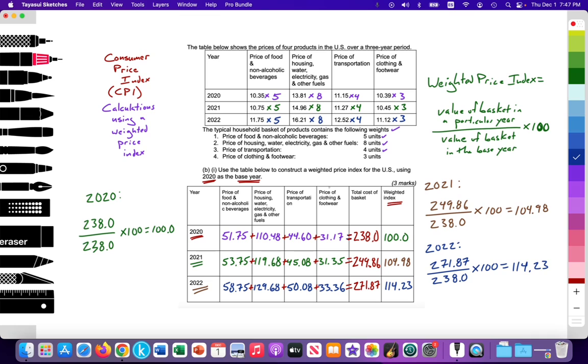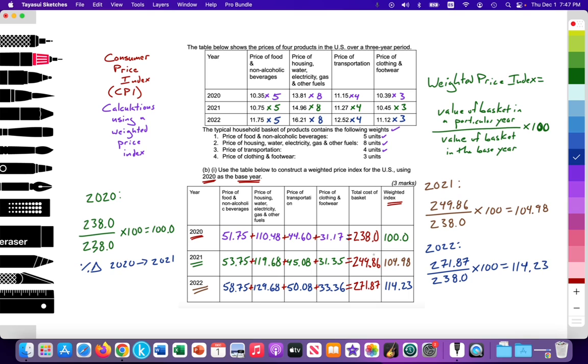What does this mean? Well, let's go over that. This weighted price index is measuring the rate at which prices are increasing compared to that base year. So a question could ask you, state the rate of inflation, the rate at which prices are increasing from one year to the next. So let's say I want to calculate what is the percent change from the year 2020 to 2021.